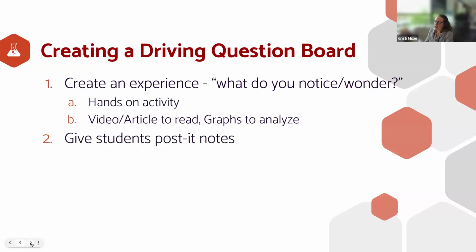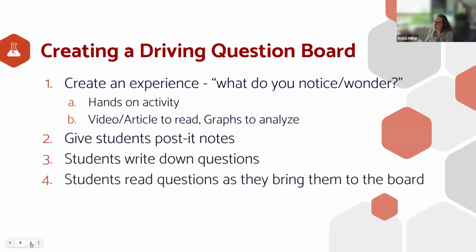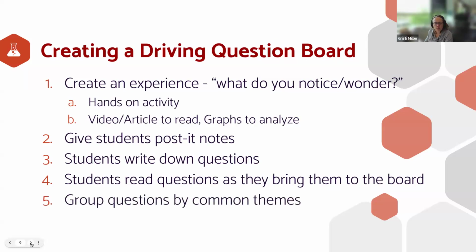We just talked about that. So then students have post-it notes, they're writing down questions, and we've already spent time early on talking about what's a good question, what's not a good question, looking at some examples and non-examples. And then as students bring their question to the poster, they're reading it aloud. And then the next group can either build on what the previous group's question was, or they can go in a whole other direction. Either one is okay. And then you can group the questions by common themes if you like. You can also not do that.